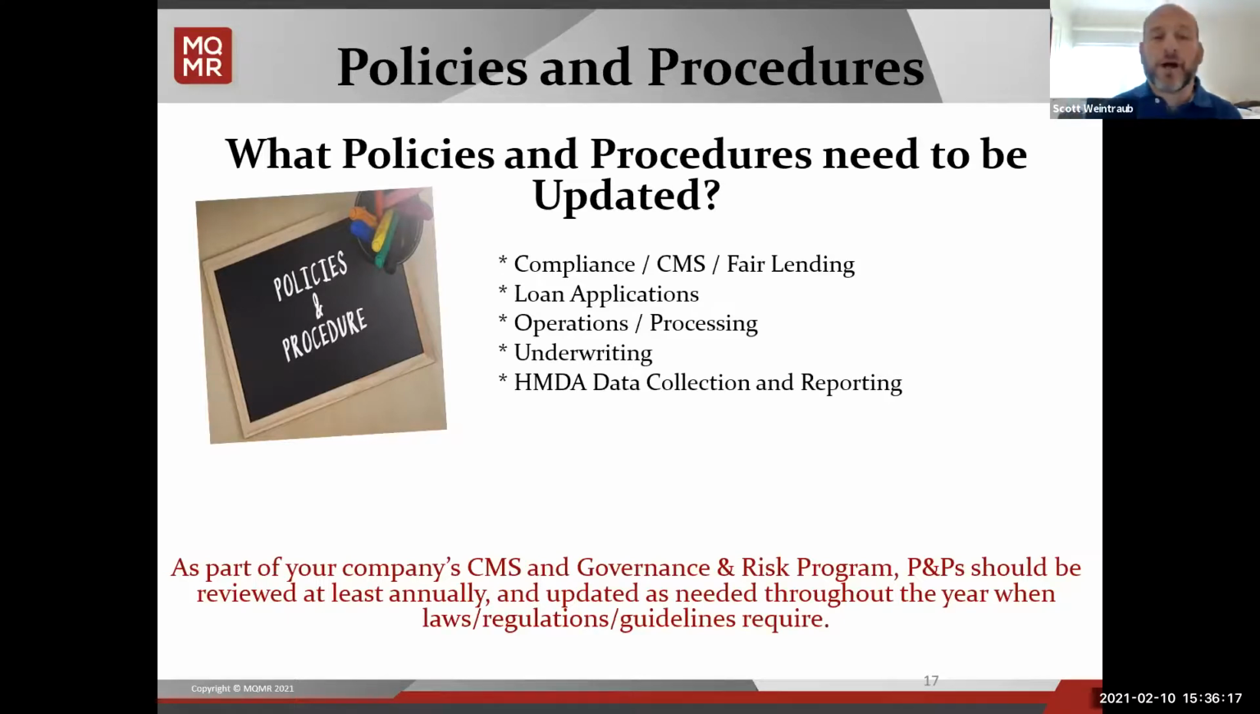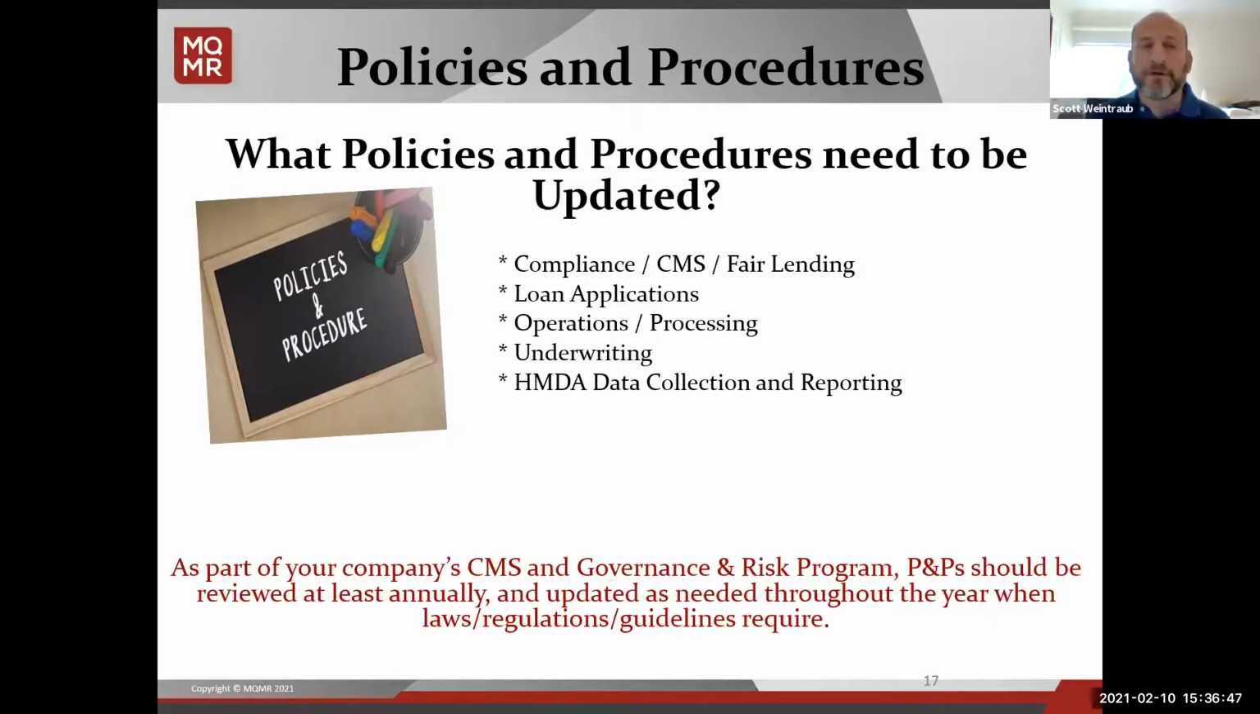And then, of course, for your HMDA data collection and reporting policy and procedures, obviously a lot of that information comes from information that's on the application form. And so that's another area where the application is referenced and where you'll want to make sure that there are updates to note, again, as of March 1st, that new version of the form is being used, or even earlier than March 1st, if you were one of those companies that have already started using the form. And again, we're going to talk about that in just a bit.